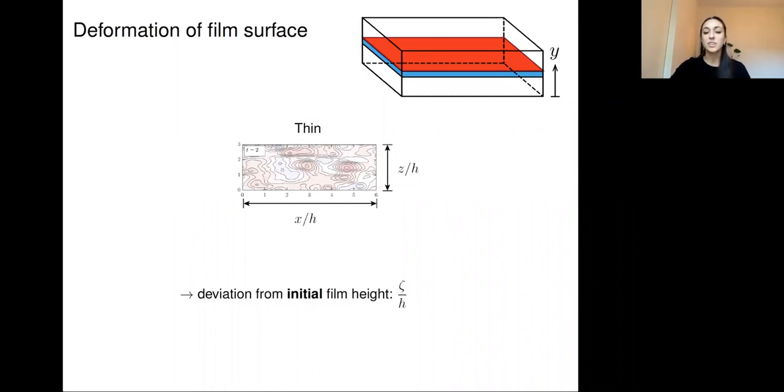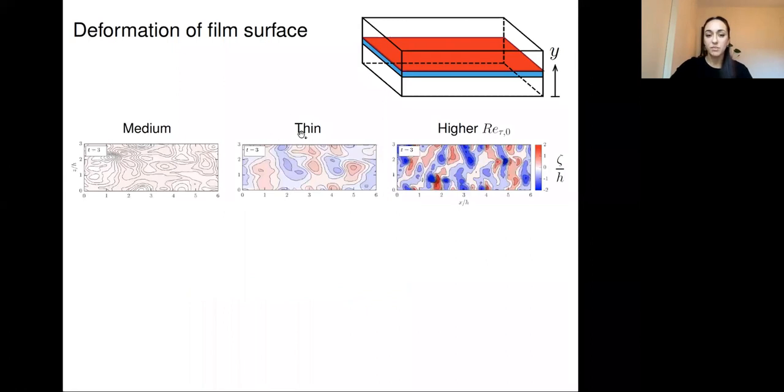And now the interesting thing is to start to compare how this varies across the different cases that we did. So moving on, this was a thin film, this was a thicker film, and on the right here we have a higher Reynolds number. So immediately we can see that a thicker film will serve to delay these kinds of deformations, and the higher Reynolds number will hasten the process.